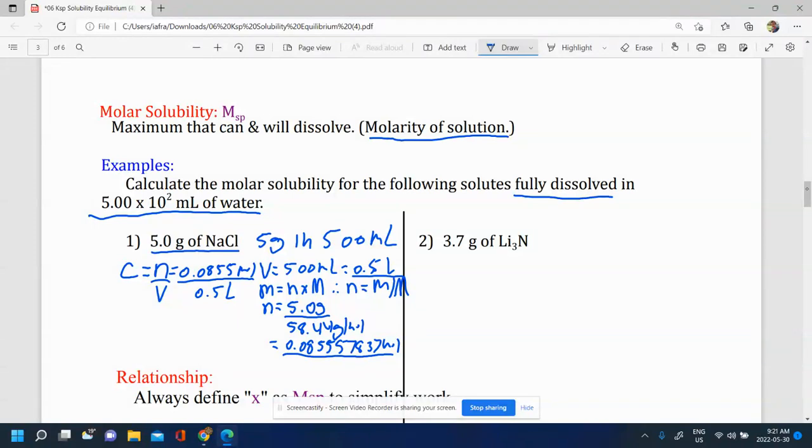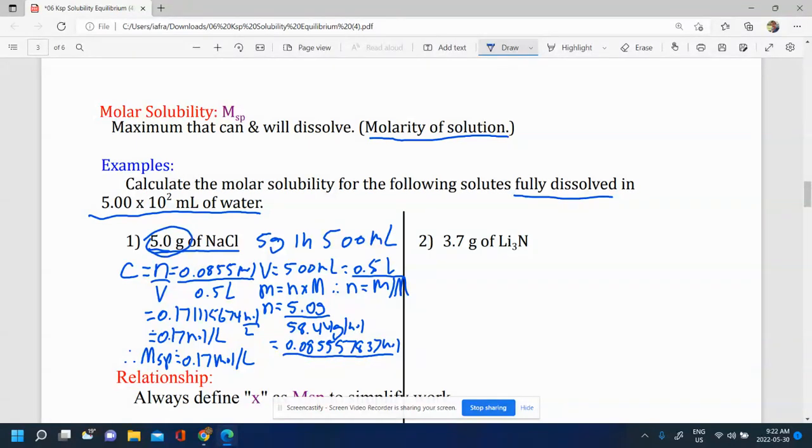And we get 0.171115674 moles per liter, or approximately, to 2 sig figs, 0.17 moles per liter. So therefore, the MSP, if you can only dissolve 5 grams in 500 mils of water, that's the molar solubility, the maximum you can dissolve there, is going to be 0.17 moles per liter, approximately. We rounded to 2 sig figs because there were 2 sig figs here.